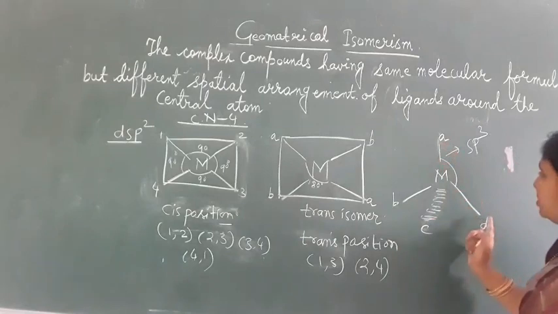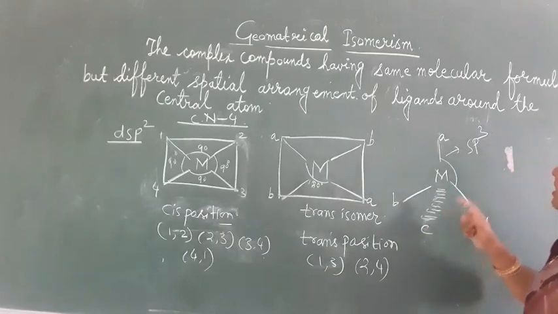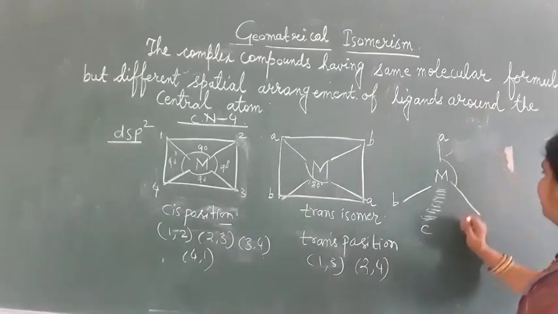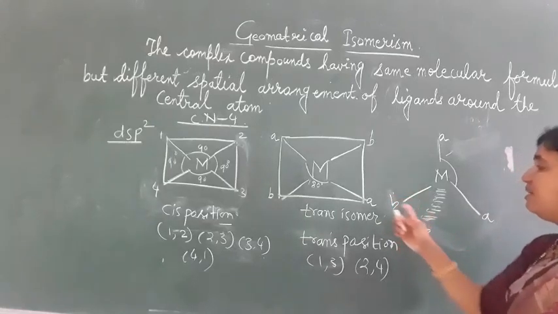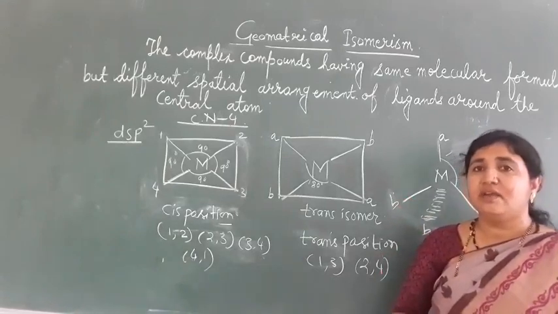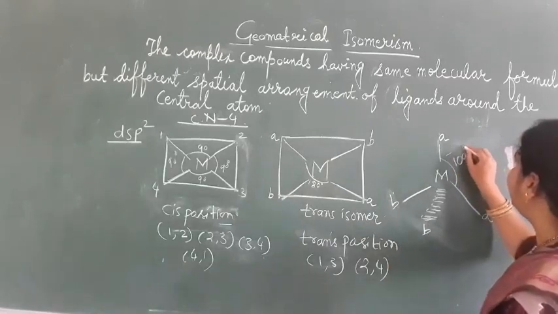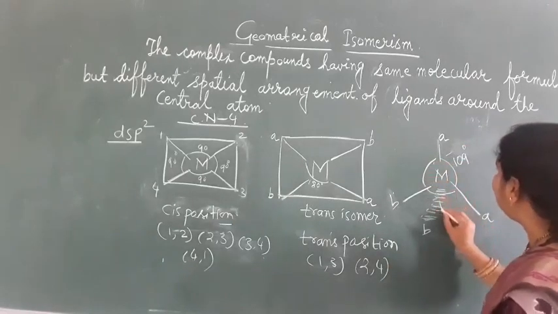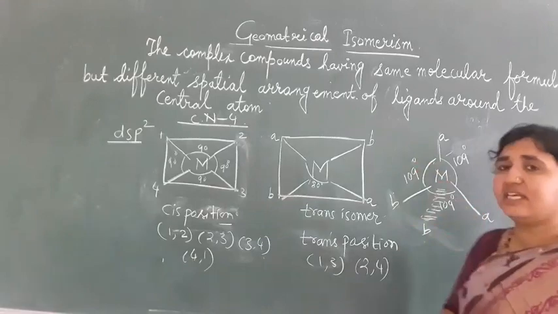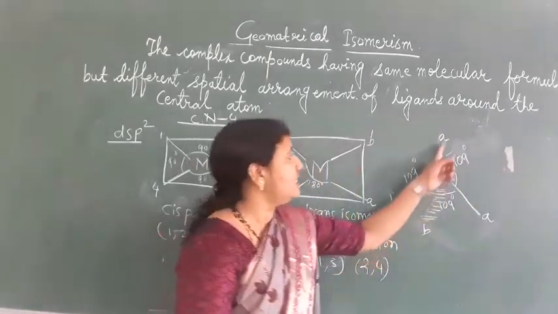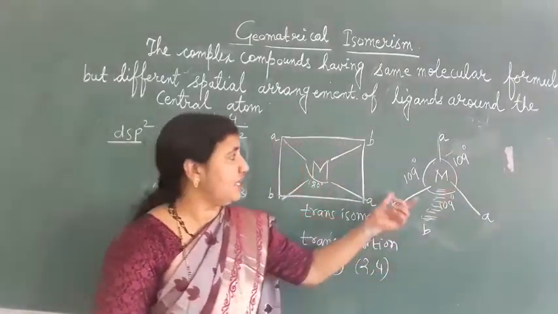Now, can geometrical isomerism take place in tetrahedral? Can we change the position and get a different structure here? No, we can't get it. Why can't we get a different structure? Suppose we have taken A and B here. If we change the position, can we get a different geometry? We can't, because in tetrahedral the angle is 109 degrees for each. The angle is the same. All the ligands are adjacent to each other here.